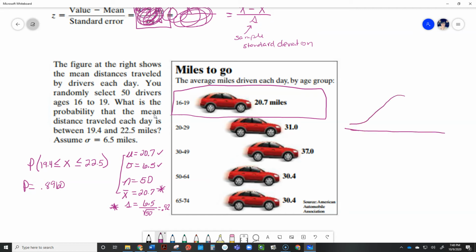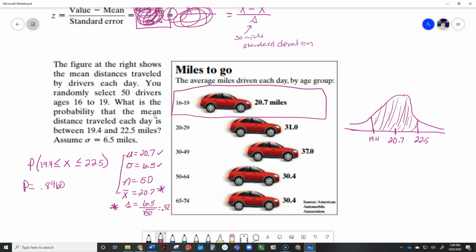Now, I do want to point out that you don't have to do StatCrunch. I can't imagine why you wouldn't want to. Don't make fun of my curves. The mean is 20.7. The standard deviation is 0.92. I can do the z-scores 1, 2, 3 over, but I just really want to do, here's 22.5. I know it's beyond 20.7. 19.4 is going to be somewhere over here. And I'm trying to find this area right here.